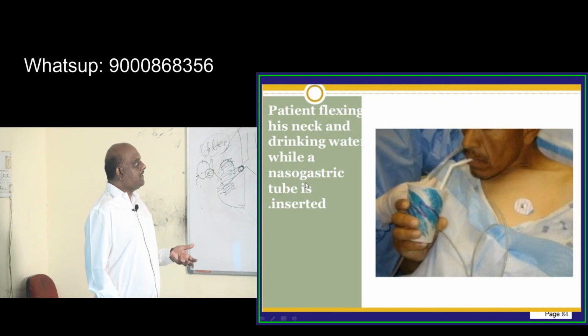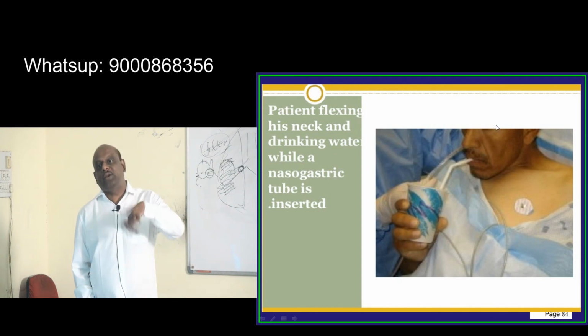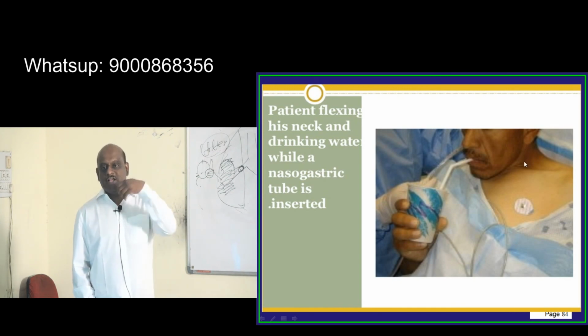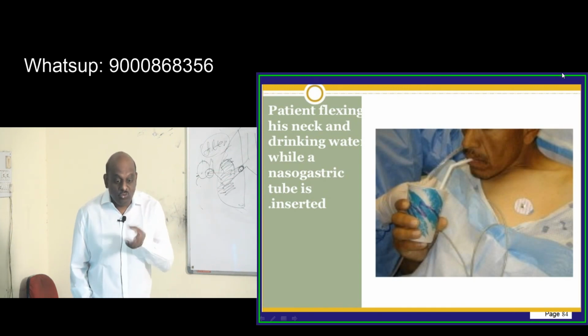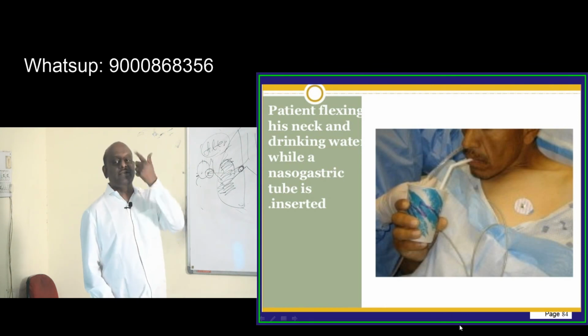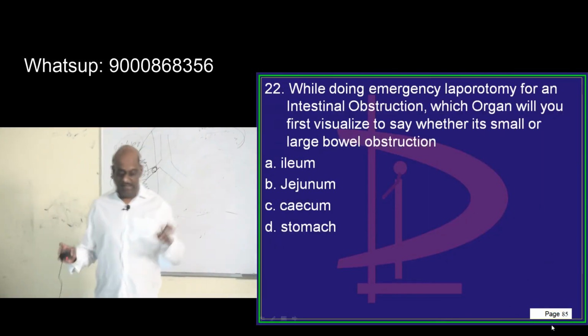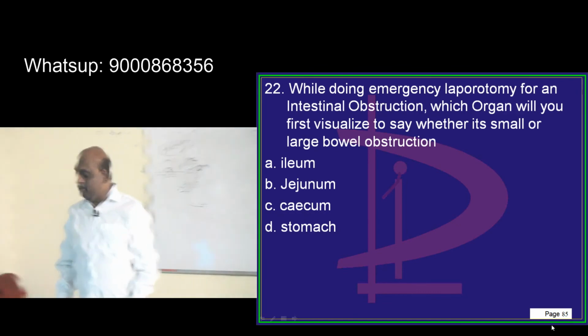In fact, you can ask him to drink some water. For drinking water, you have to flex the neck, no? And you can then put the tube in; नाक का काम नाक करेगा, मुंह का काम मुंह करेगा. But मुंह से पीने के लिए you have to do the flexion of the neck. That is enough for smooth passage of the nasogastric tube, is what you need to remember. Very practical. AIIMS guys are very practical guys.